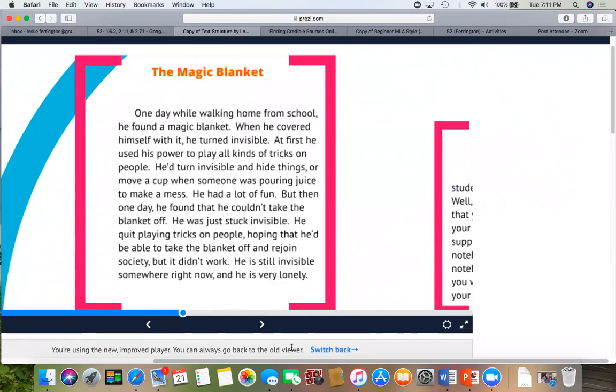So anybody have a guess about which one this might be? Good, chronological, yeah. This one is telling you a story. It's just telling you the order something happens in. Perfect, good job.